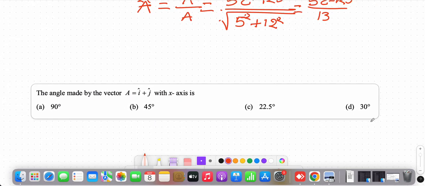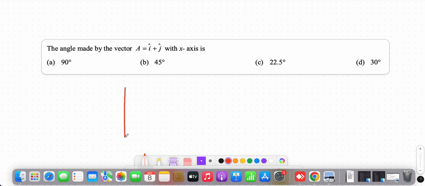This is a question for you again. The angle made by vector A with x-axis. Pause the video, solve it. Tick, tick, tick. So there is a vector where the x component is 1, and the y component is also 1. So this is the vector i cap plus j cap, this angle is theta. Then the angle made by the vector with x-axis.